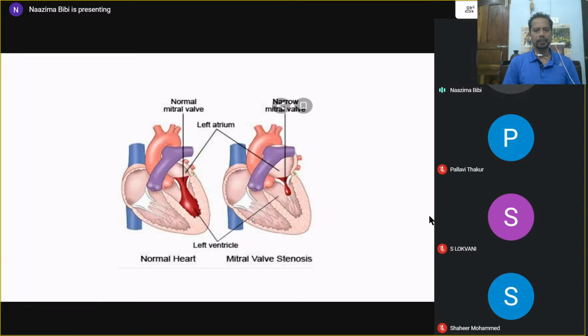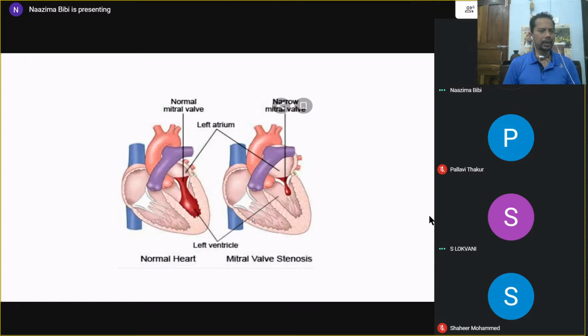There is a low pitch mid diastolic rumbling murmur of grade 4 intensity in the mitral area, and best heard in left lateral position at the height of expiration. So how will you differentiate between left sided murmurs and right sided murmurs? De Carvalho's phenomenon, right sided murmur increases on inspiration.